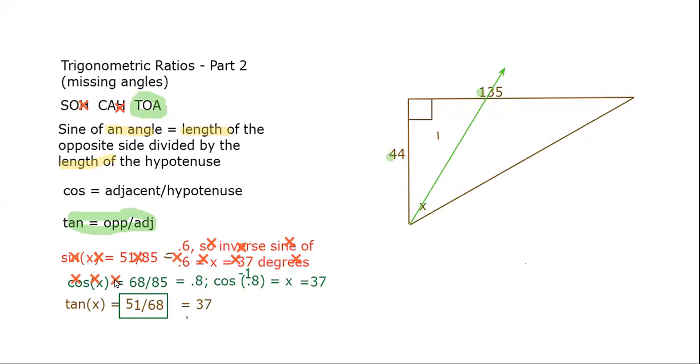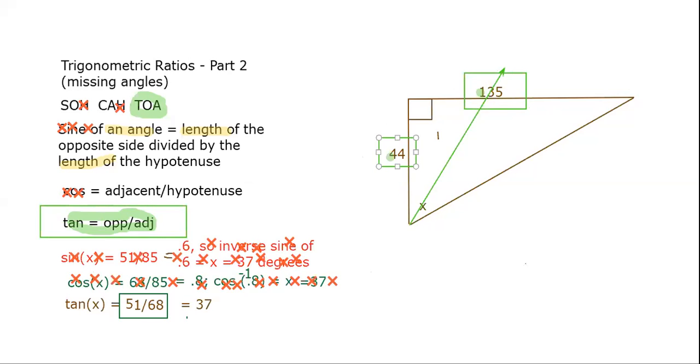So you also cannot use the cosine function in number 30 because you're limited on the information that they've given you. You can't use these. You have to use tangent because all you have is the opposite side length and the adjacent side length in relation to the angle that you are trying to find, which is your x.